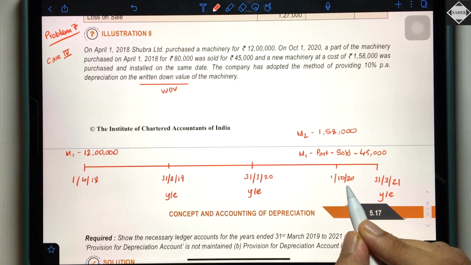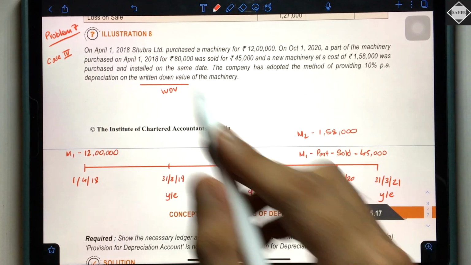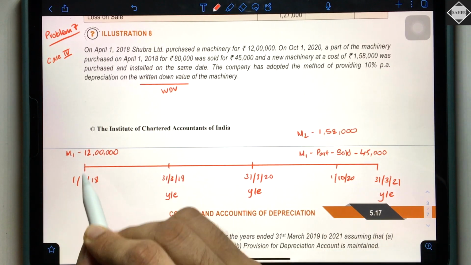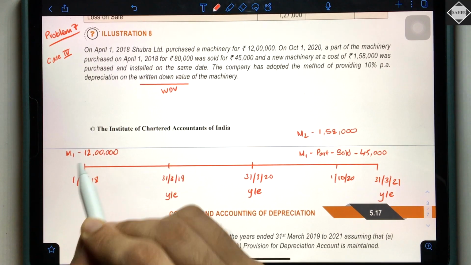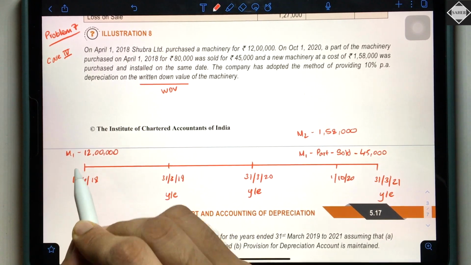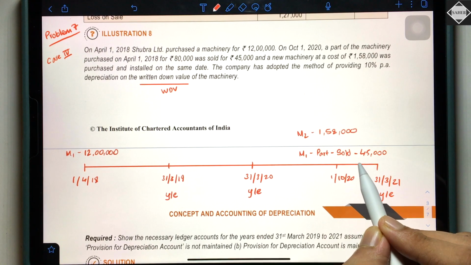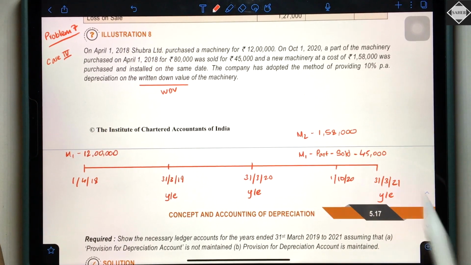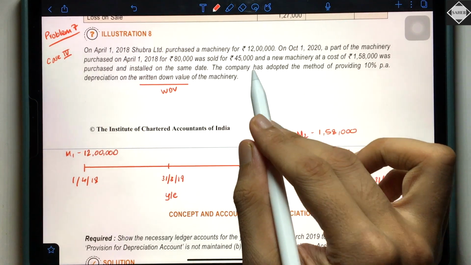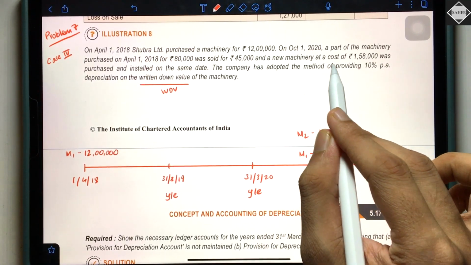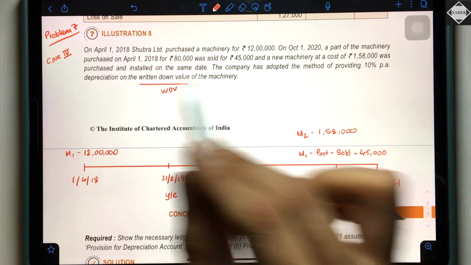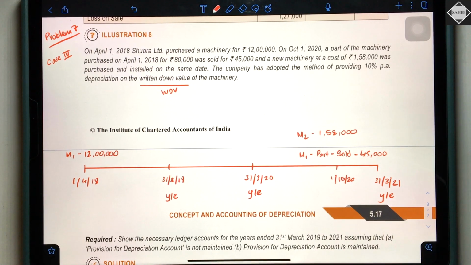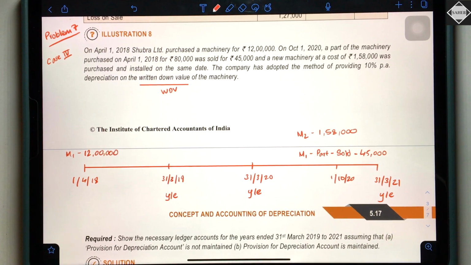So on 1st October 2020, Shubhra Limited sold a part of the machinery which was purchased on this date. The original cost was 80,000, and it has been sold for 45,000. The M1 part has been sold for 45,000. Clear? Simple. And then they are saying, a new machinery at a cost of 1,58,000 was purchased and installed on the same date. On the same date, Shubhra Limited purchased another machinery for 1,58,000.